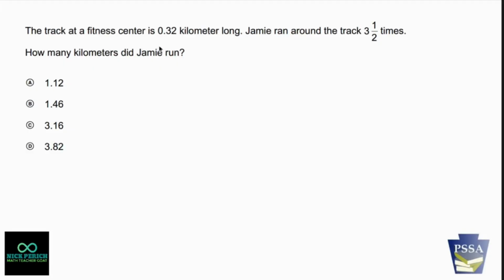The track at a fitness center is 0.32 kilometers long. Jamie ran around the track 3.5 times. How many kilometers did Jamie run?